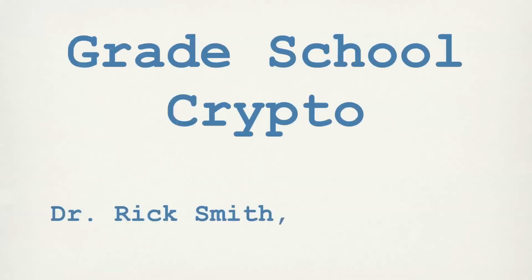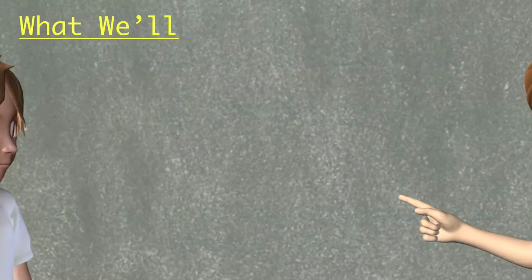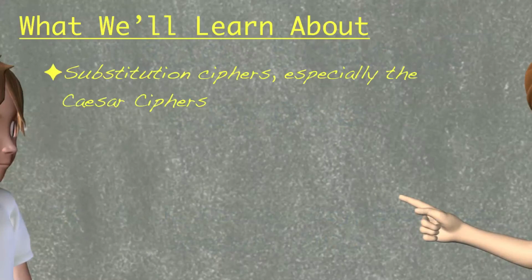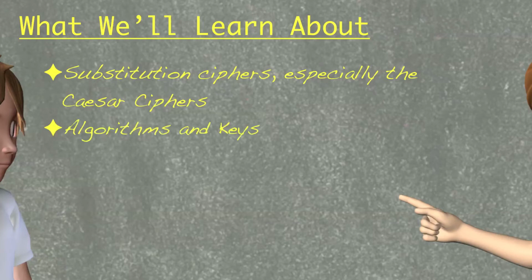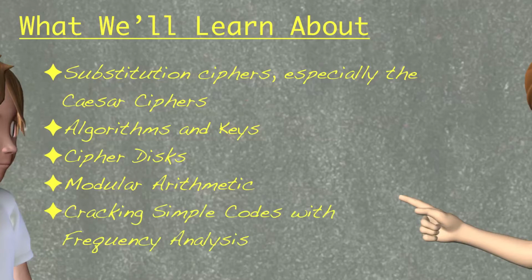This is a simple introduction to cryptography. Here's what we will learn about. First, we'll look at substitution ciphers, especially the Caesar ciphers. Then we'll learn about algorithms and keys. We'll look at cipher disks, modular arithmetic, and then we'll look at cracking simple codes with frequency analysis.